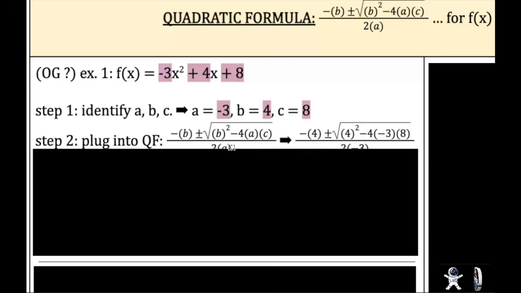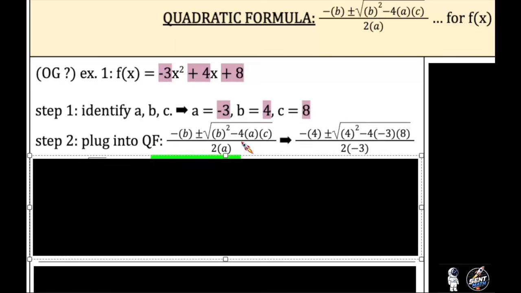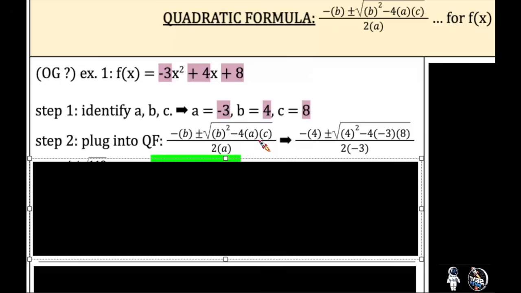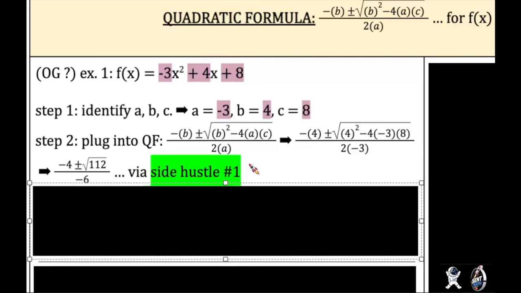Step two is to plug it into the quadratic formula. So I copied the quadratic formula from the top to here. Anywhere you see A's, B's, and C's, you plug in these values, and we get to this. Now, the next step is to put whatever's inside the root in your calculator, and in this case, I get 112. So this whole thing inside the root becomes 112.